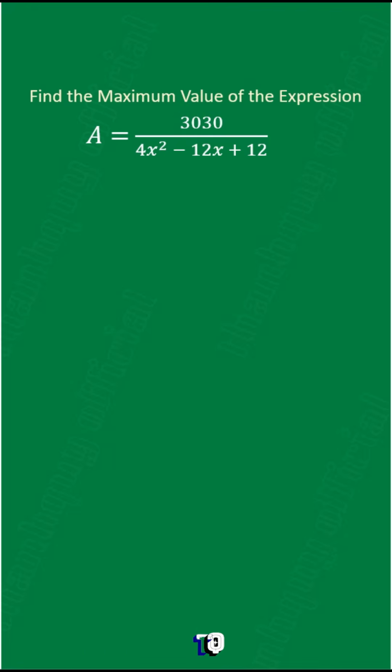That means the value of a becomes larger when the denominator becomes smaller. So instead of focusing on the entire fraction, let's find the minimum value of the denominator, x squared minus 12x plus 12.